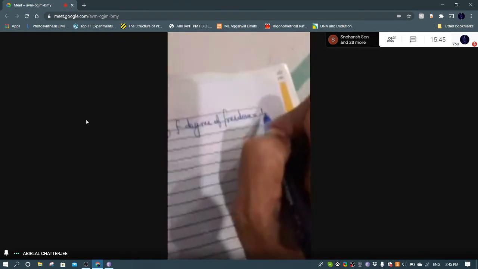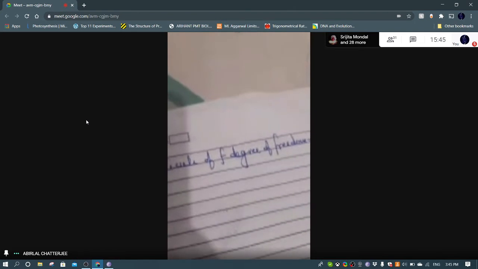Kinetic energy. Molecules have all kinetic energy. So half into f into kT, because per degree of freedom per molecule average kinetic energy is half kT, where k is the Boltzmann constant.